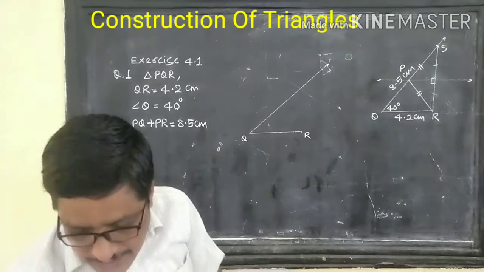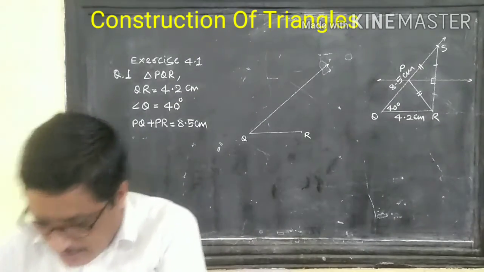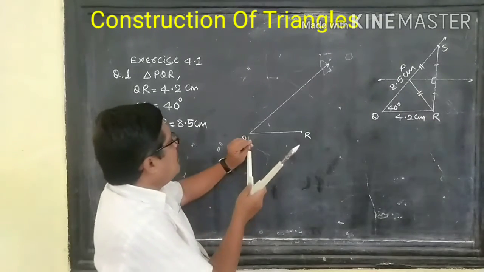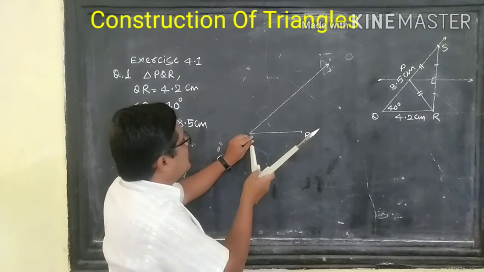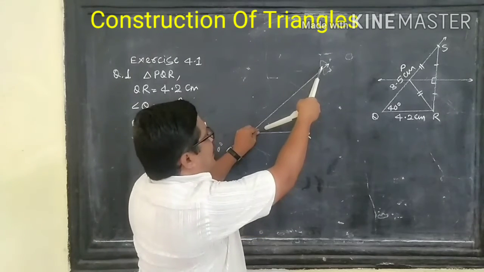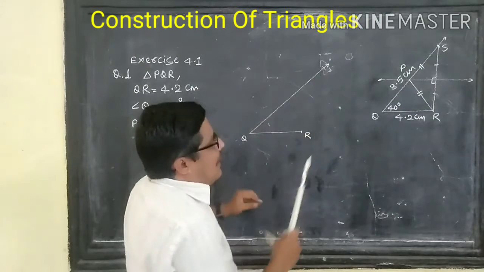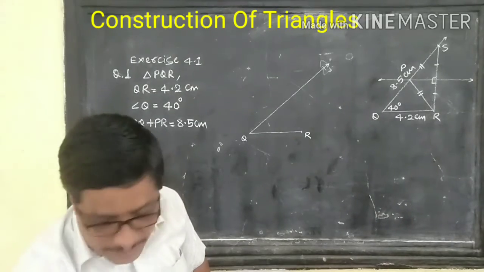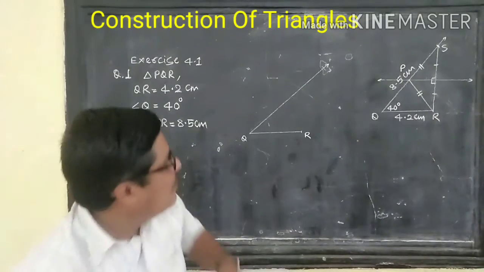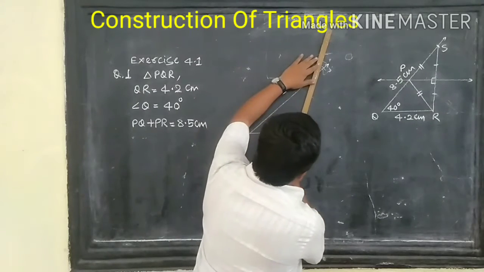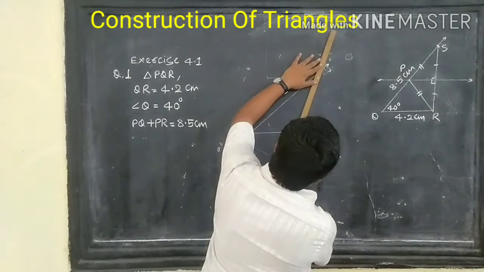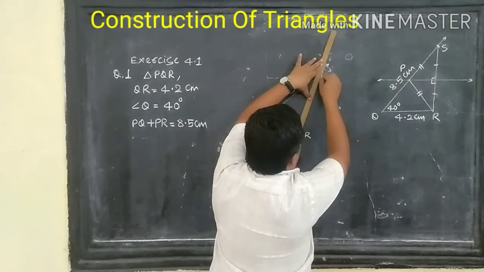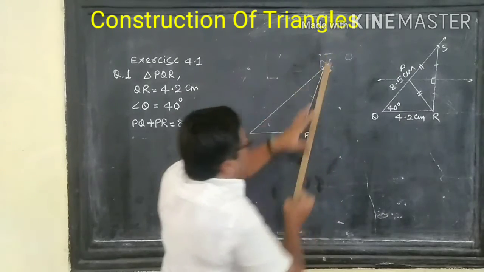So for that we have to take the measure 8.5. So this is 8.5, and by using that we have to draw an arc. So that gives us point S. Now after getting that point S, we have to join that point S with R. So in this way we have to draw RS.